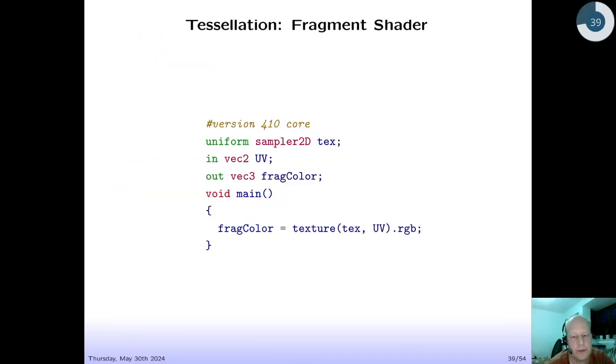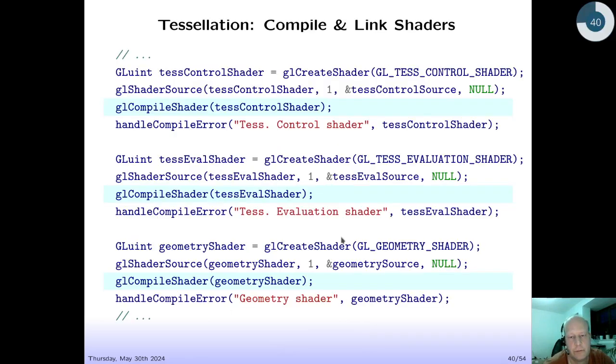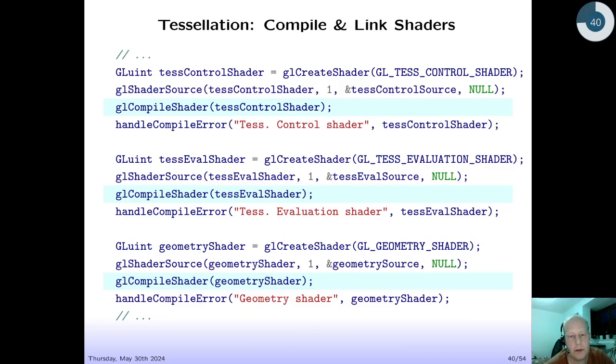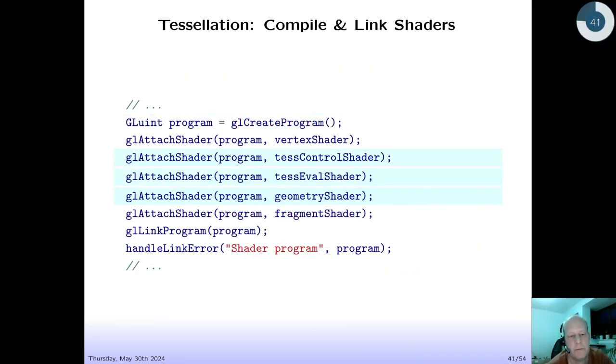And finally we have the fragment shader, which is as before, we just do a texture lookup using the texture coordinate UV. And as we did for the vertex and fragment shader, we also need to compile the tessellation control shader, the tessellation evaluation shader, and the geometry shader. And we add them to the attach instructions. So we add attach instructions to attach all 5 shaders, and then link the program.